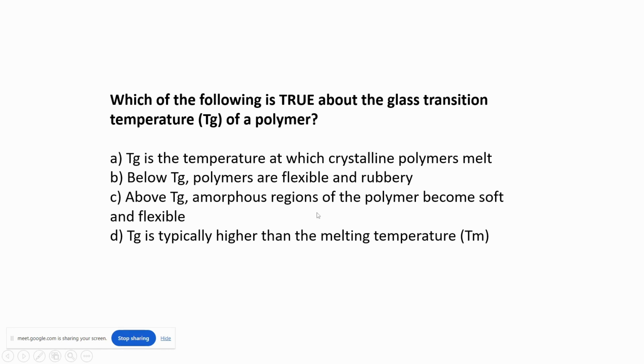Above Tg, amorphous regions of the polymer become soft and flexible. And other options such as Tg is typically higher than melting temperature is wrong. It is first Tg, then Tc, and at last you have Tm, which is the highest temperature. And below Tg, polymers are mostly in a hard crystalline state.